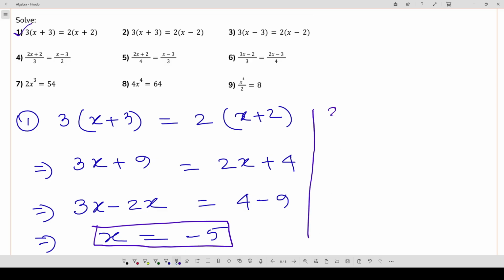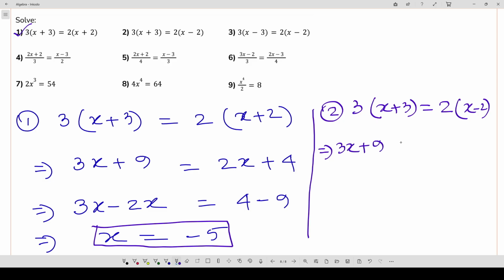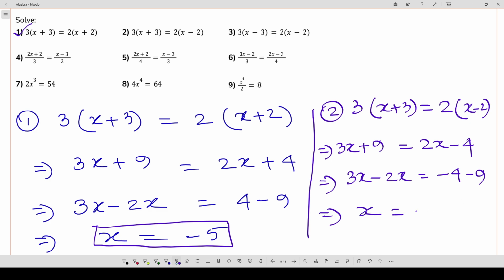Number 2, 3 times (x plus 3) equals 2x minus 2. So this one first we have to expand. 3 times x is 3x, 3 times 3 is 9, equals 2x minus 4. Then 3x minus 2x equals minus 4 minus 9. 3x minus 2x will be x, minus 4 minus 9 will be minus 13. Number 2 done.